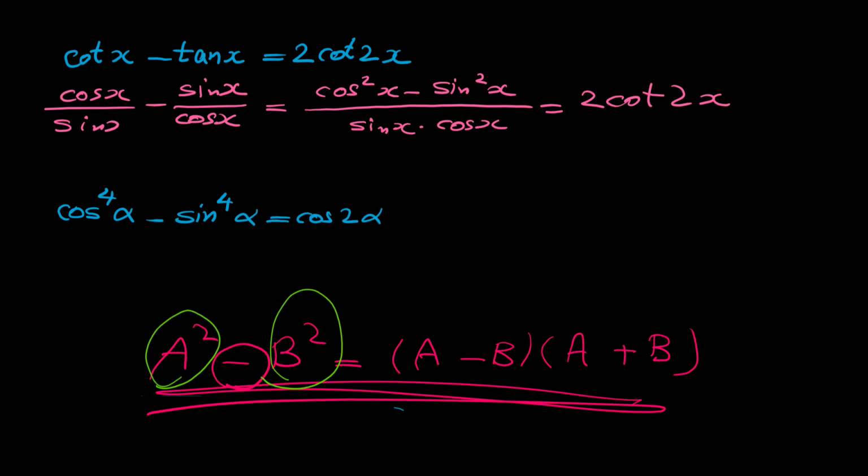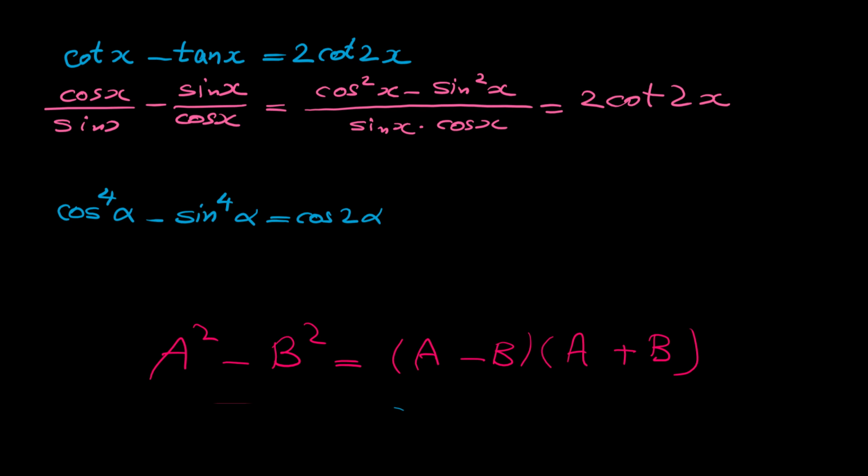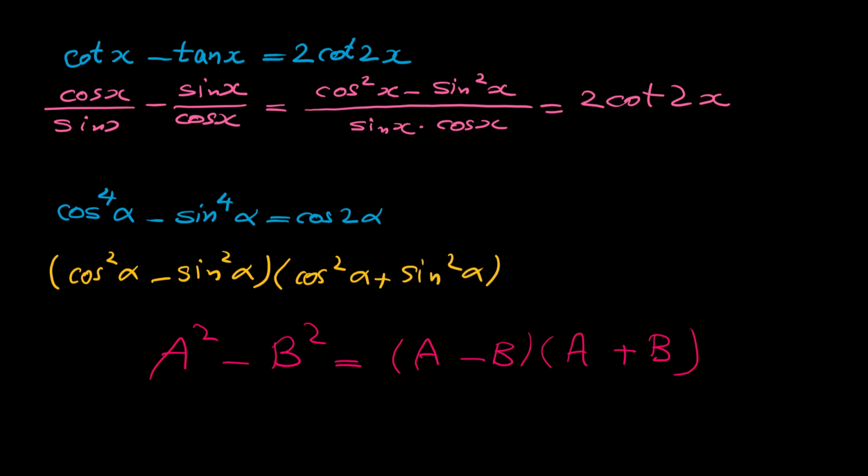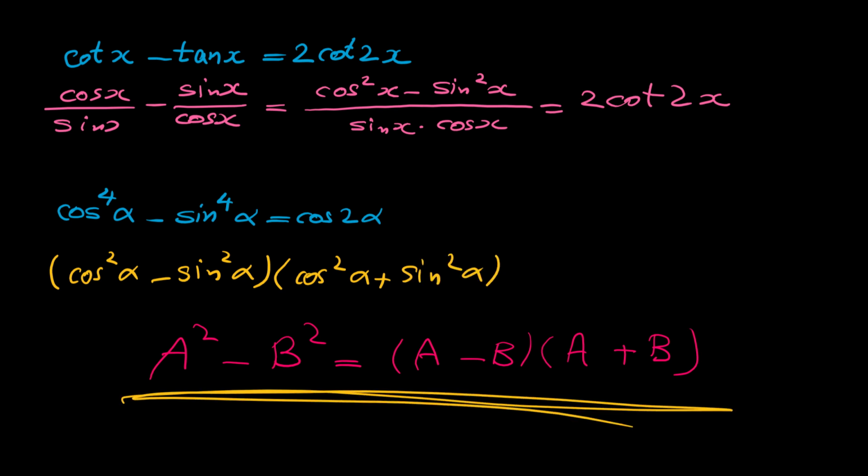But maybe you wonder why I have to remember this. What is the relation? Because if you pay attention, by using this identity, you can write the left side in the form of cosine to the 2 minus sine to the 2 times cosine to the 2 plus sine to the 2. What happens in this identity?